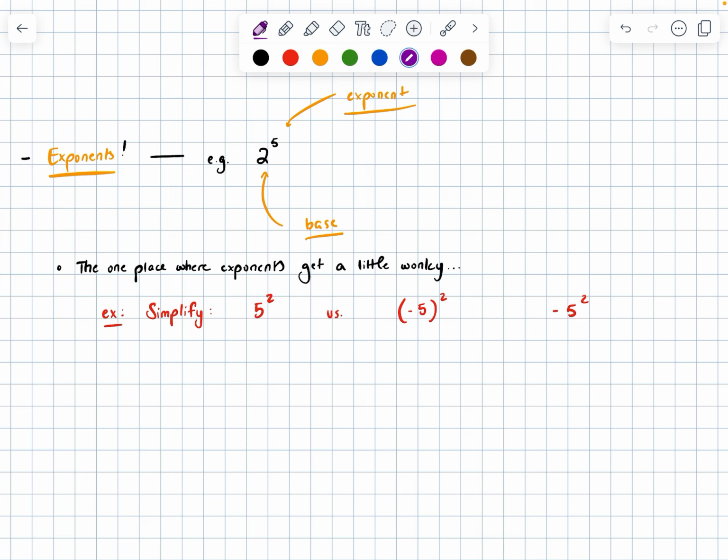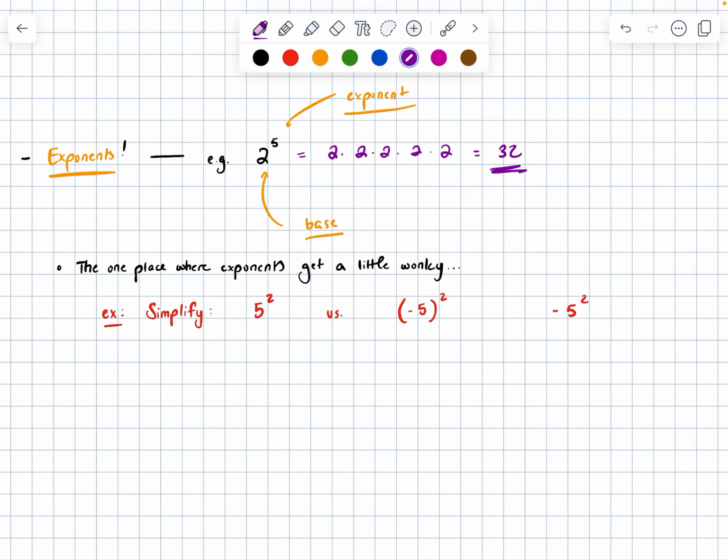5, 4, 3, 2, 1, and stop. Well, 2 to the 5th means I need 5 copies of 2 multiplying together. So this means 2 times 2 times 2 times 2 times 2. And it is equal to, well, 2 times 2 is 4, times another 2 gives me 8, then 16, and finally 32. Simplifying exponents like this is relatively straightforward.